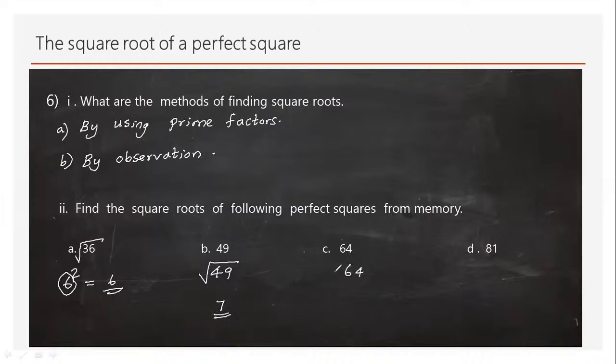The square root of 64 is 8. The square root of 81 is 9. But for all numbers, we can't get the square roots like this. Very complex, big numbers are there, so we can't find them like this. That's why we are going to use the prime factorization method.